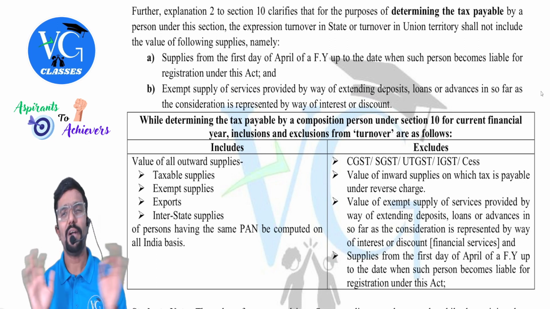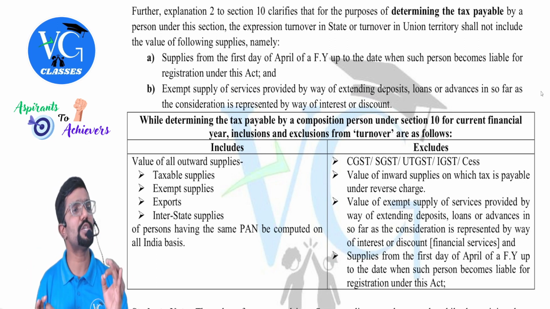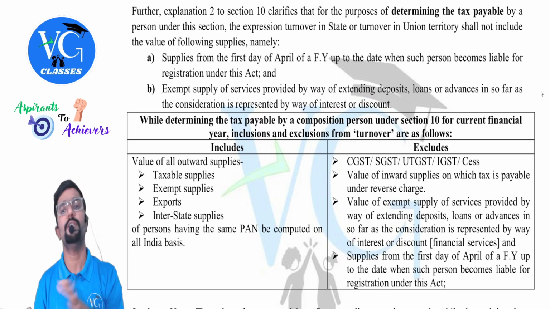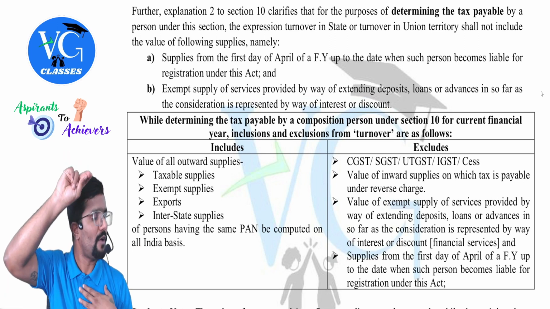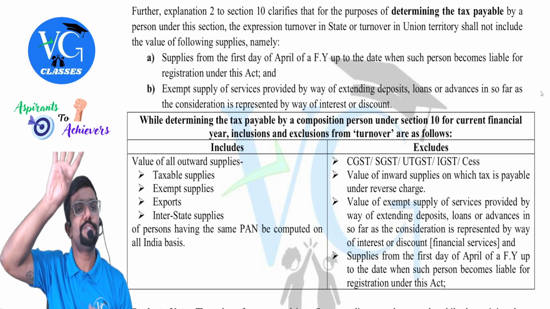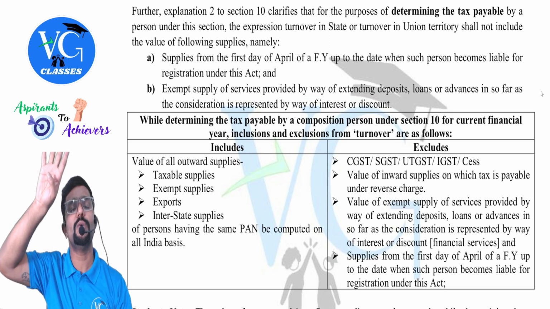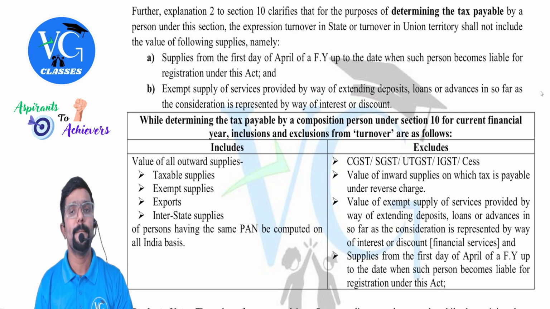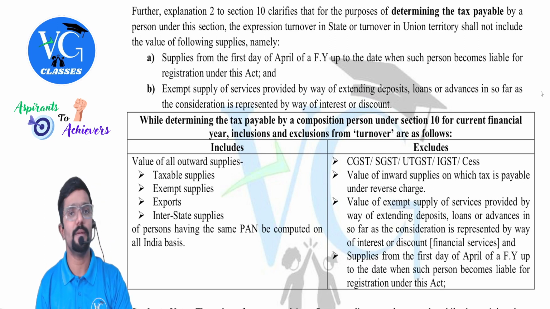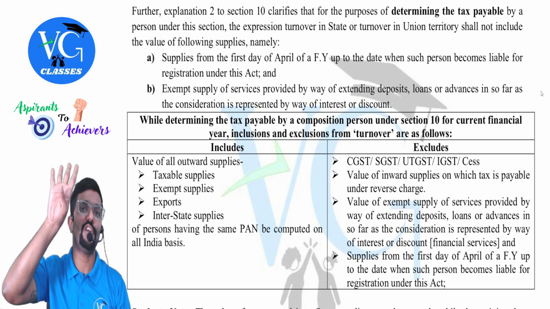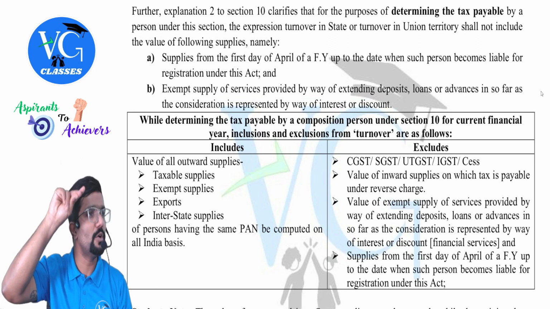So in simple terms, what you need to remember is the threshold limit for registration: 10 lakh, 20 lakh or 40 lakh. Now assume 40 lakh is applicable for me. So when should I get registered under GST? If my turnover crosses 40 lakh. But if I want to follow the composition scheme from day one itself, I have to register. But they told, don't pay tax up to 40 lakh.